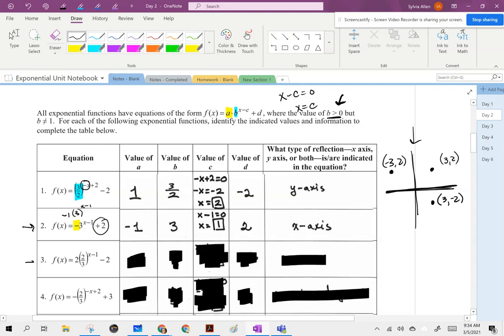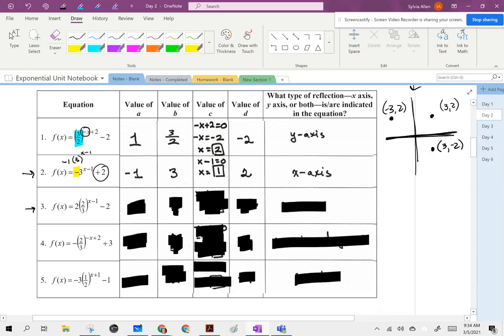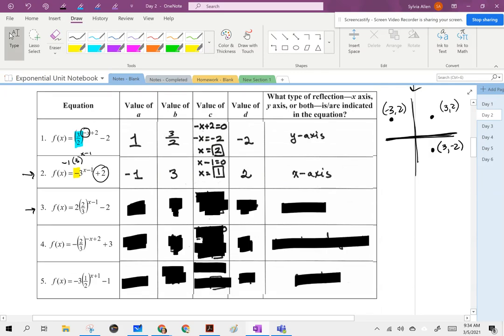All right, let's take a look at 3. Let's see if you guys can answer 3, 4, and 5. All right, let's take a look, see if you are right. Again, we're going to look at these values of A. And then we're going to take a look at the B.